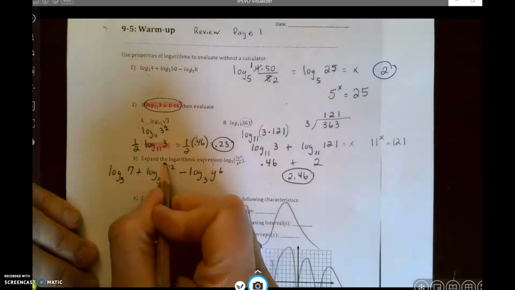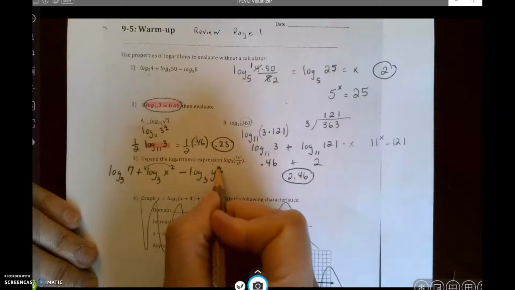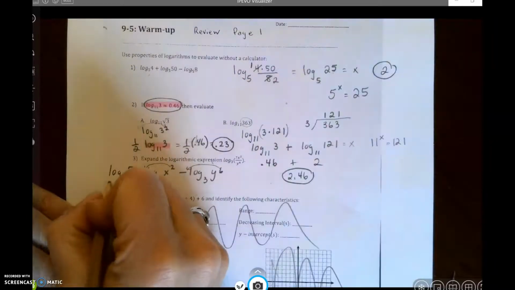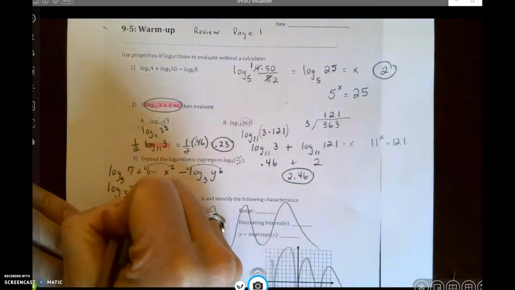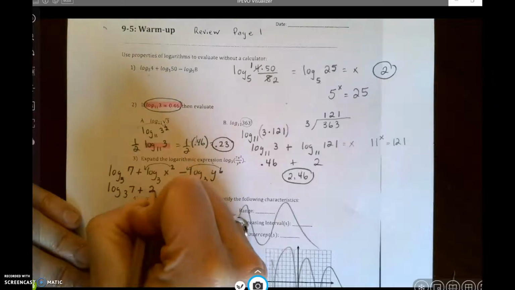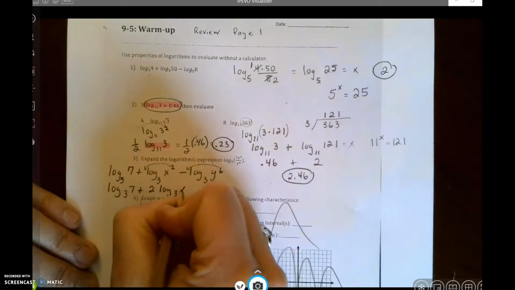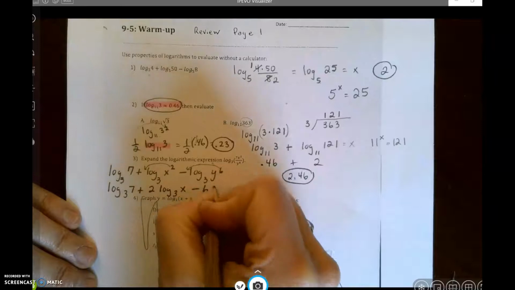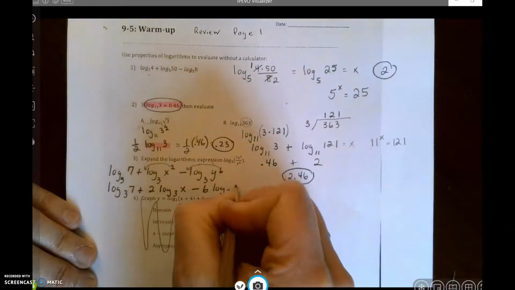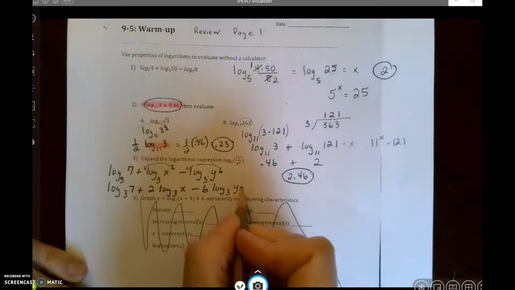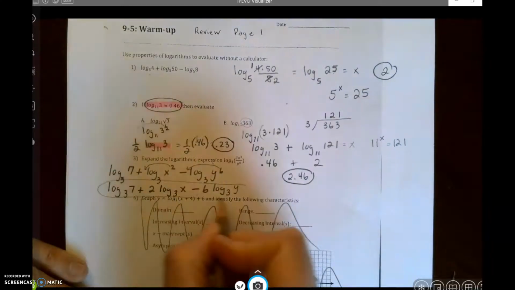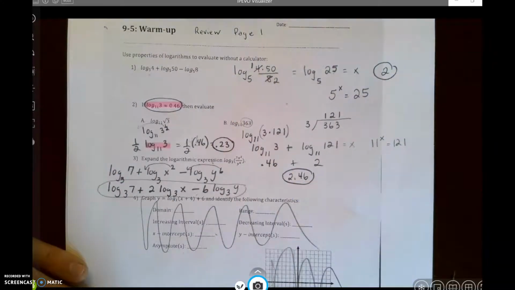The only other expanding I can do is I can move these exponents. So I get log base 3 of 7 plus 2 log base 3 of x minus 6 log base 3 of y. And that's my final answer. All right, and we get to skip this problem here. And then we're going to move on to this page 2 review.